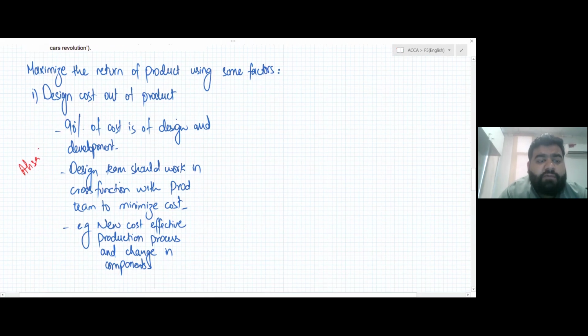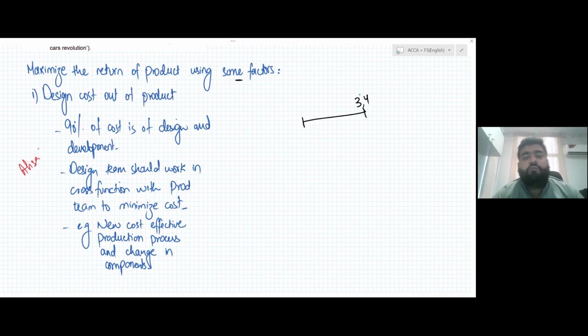Okay, now we have the next topic: maximizing the return of a product using some factors. Obviously, when there is a product life of, for example, 3 years or 4 years, there is a big challenge for you that you have to maximize the return of the product. Why? Obviously, you want to earn profit. Simple. Everyone doing business has the intention of earning profit. So maximizing the return of the product using some factors is the topic.